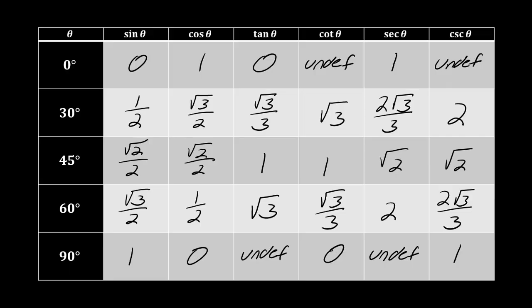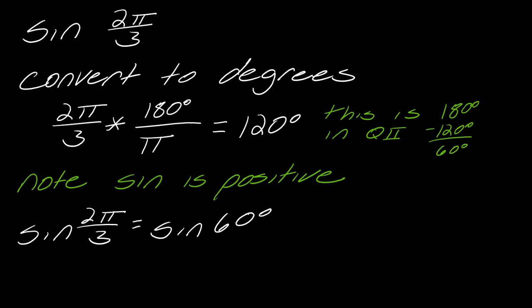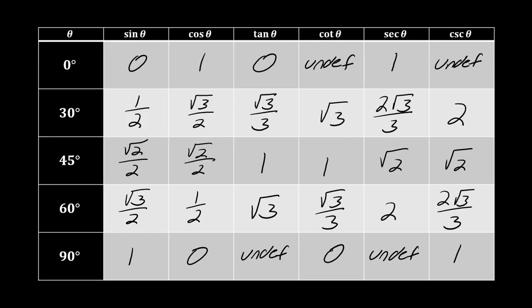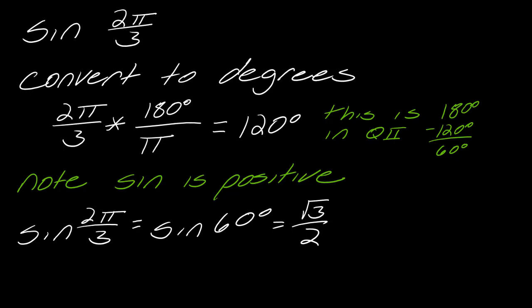And we talked about how to get to sine of 60 degrees in other videos. So this value here, if I just go through my chart, this would be my value right here: square root of 3 over 2. Okay, and so that would be the answer here. So that's a lot of work to figure that out, right?